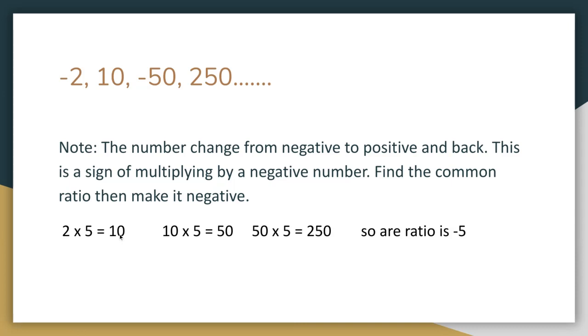And then I would test. 10 times 5 is 50. 50 times 5 is 250. So I know that my ratio is 5, but because it goes back and forth, I would set that as a -5. I could also do this the same way as doing 10 divided by -2, which we have done before. Now let's look at a different kind.